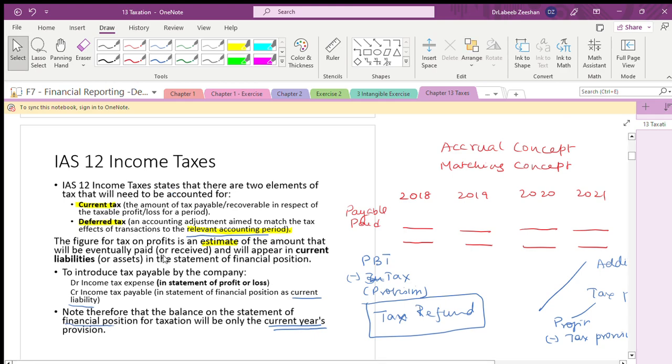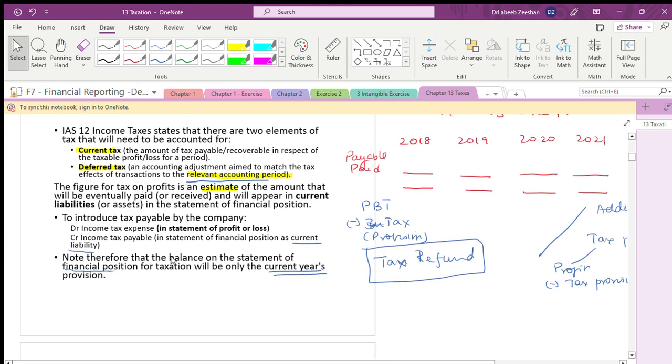We will cover this: debit income tax expense, and credit provision, a current liability. Whenever we are talking about liabilities, we show a credit balance. Whenever we want to increase liabilities, we have to credit the liability account. Tax payable is a current liability.